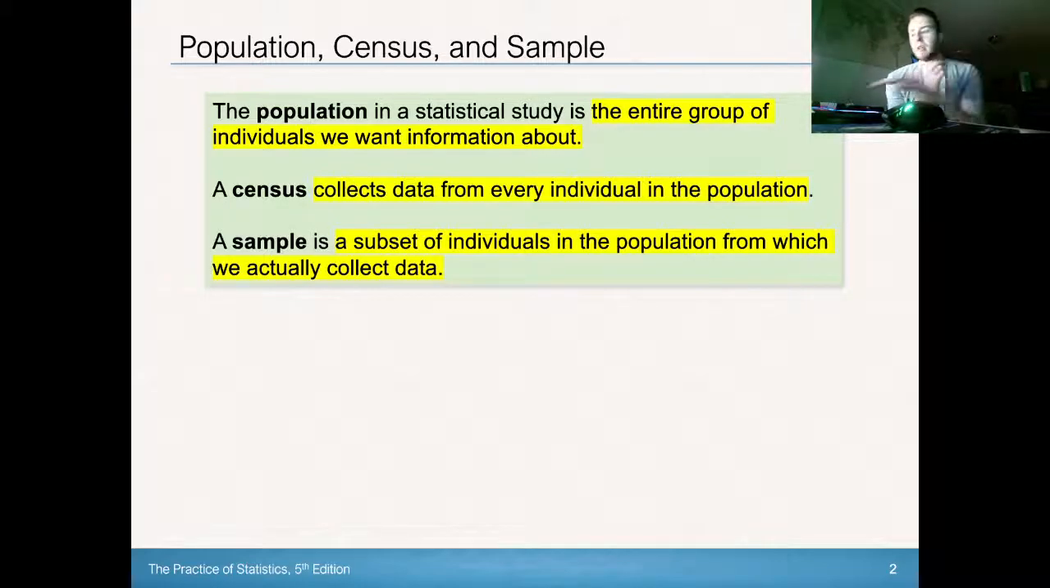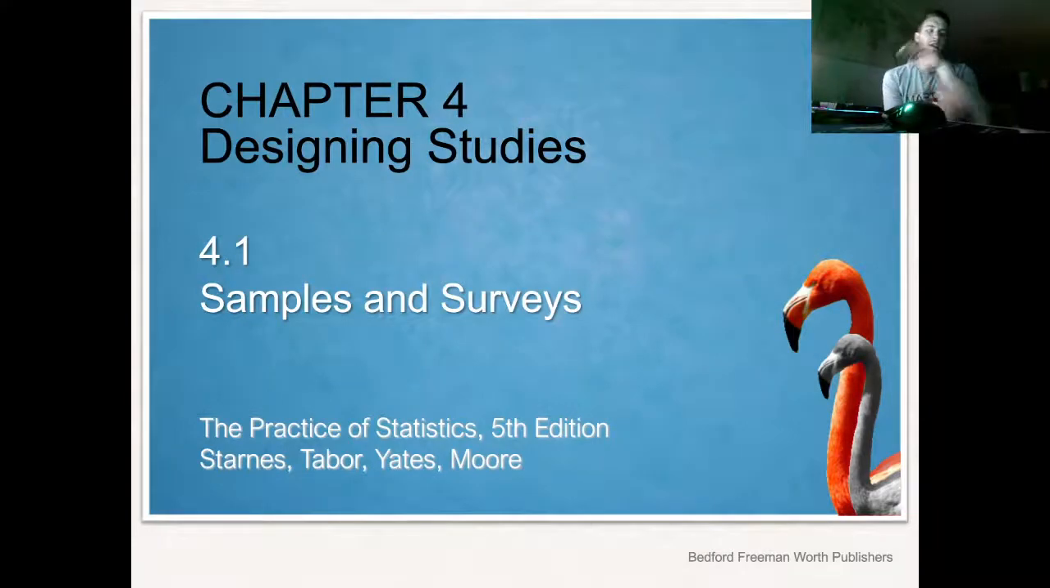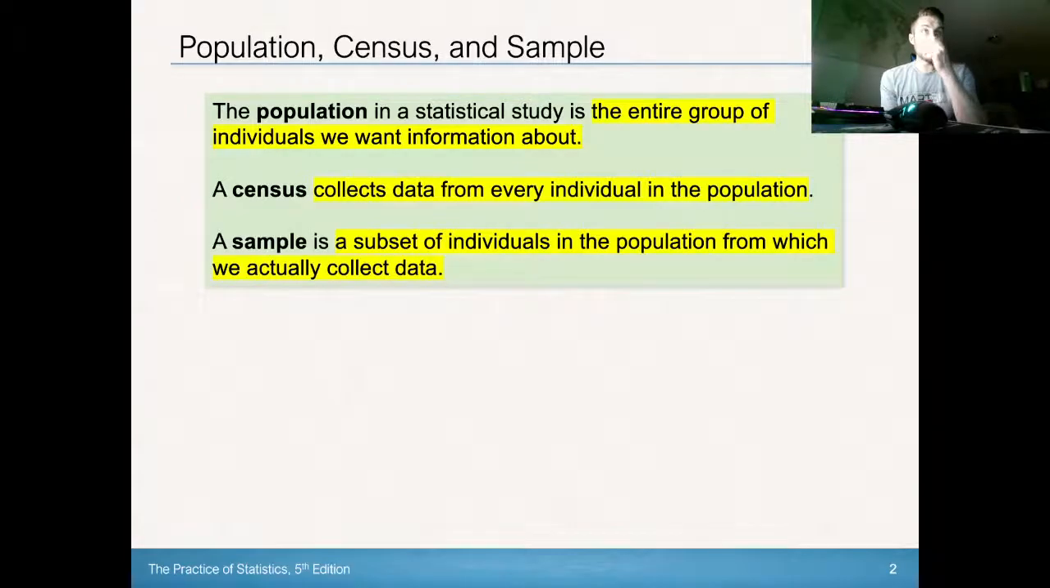In your notes, I would say start a new page. And we're not going to say chapter 4 or anything. Just say designing studies is the topic. And then we're talking about samples and surveys in this lesson today, okay? So first thing we want to talk about are these 3 definitions. We have population, census, and sample. So I'm going to pause and you can go ahead and write those down.